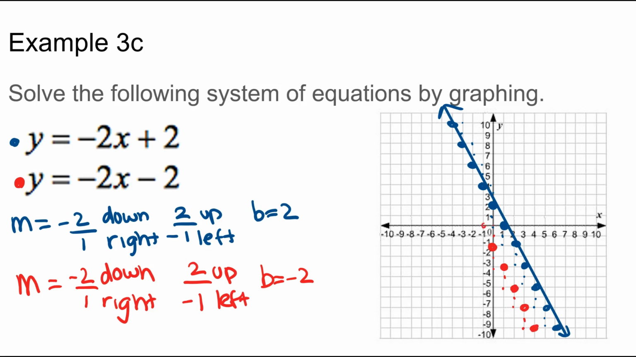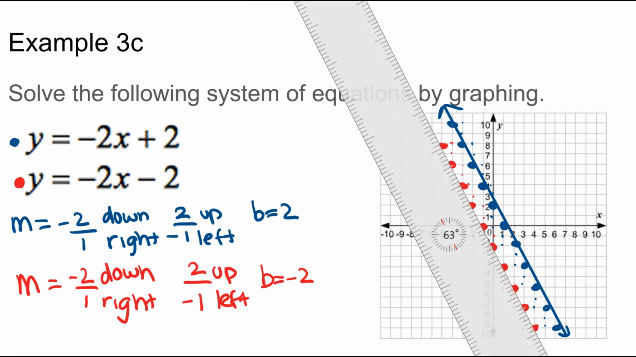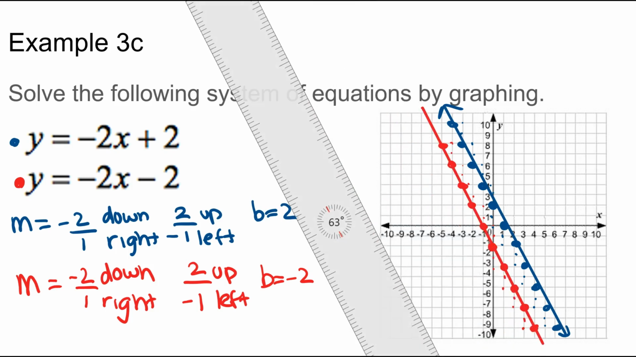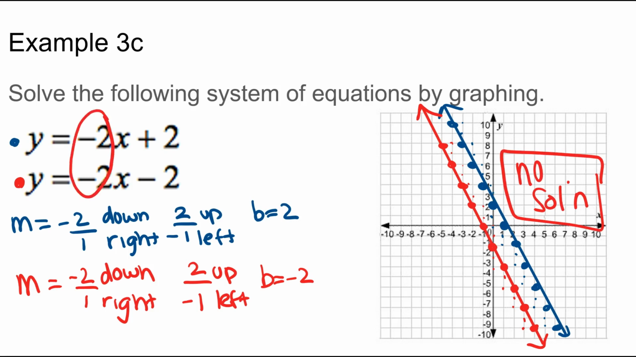Let's go up 2, left 1, up 2, left 1. What do we notice? Are we getting any intersection here? We are not. In fact, these lines will never cross. They are parallel, which means there is no solution. There is no point at which these two lines will cross. One way to know that is that parallel lines have the same slope.